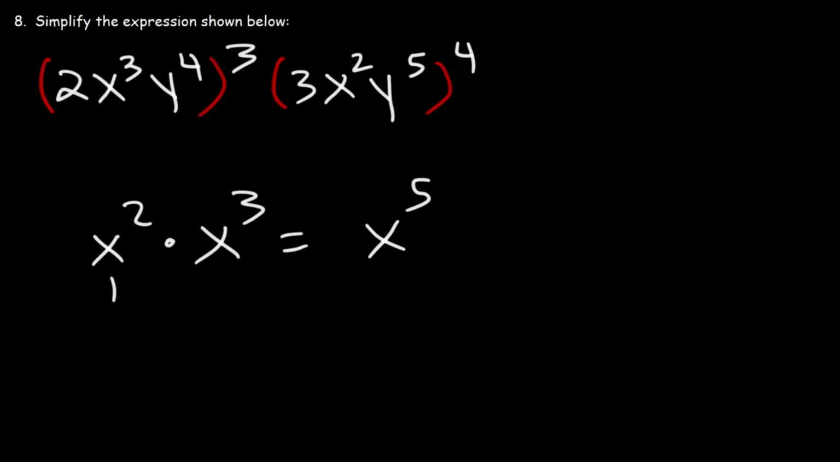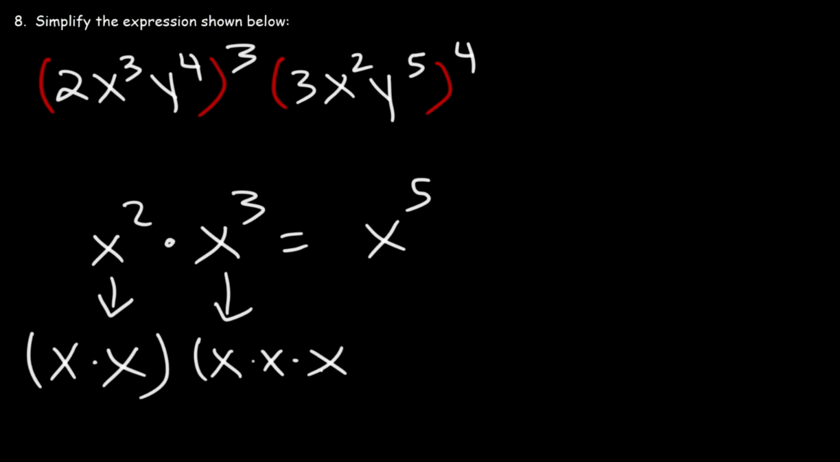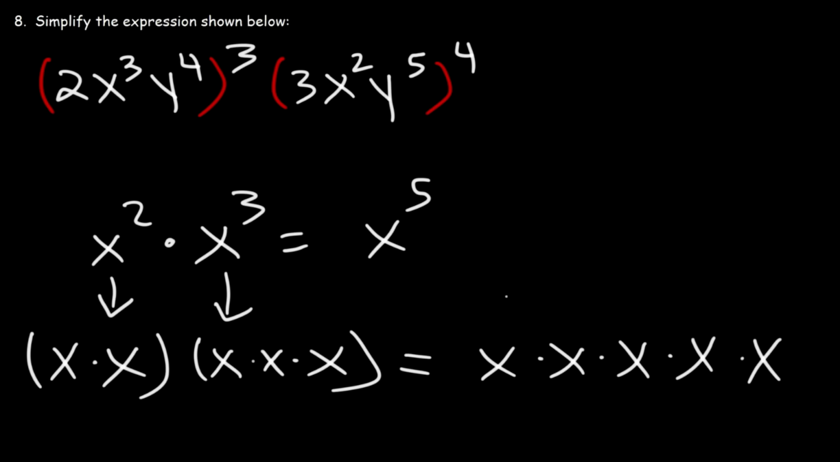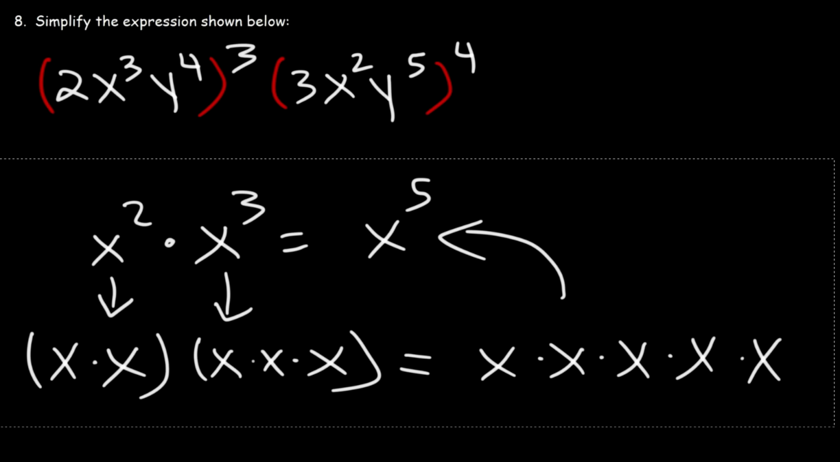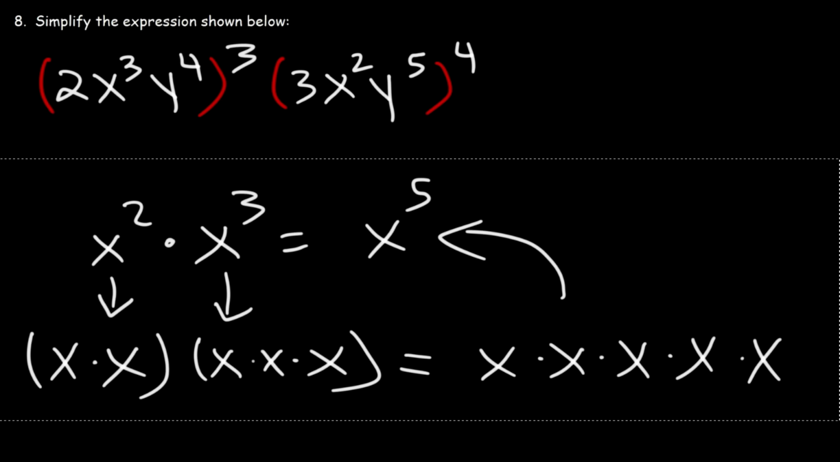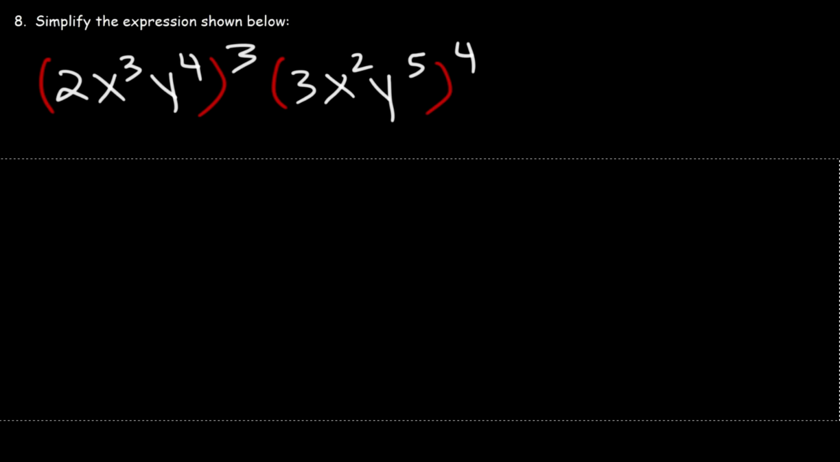Another way to see this is that x squared basically means that you're multiplying two x variables together. X cubed means that you're multiplying 3 x variables together. And so you get x to the 5th because you're multiplying a total of 5 x variables together. So that's the first rule we need to know. When multiplying common bases, in this case x, you can add the exponents.